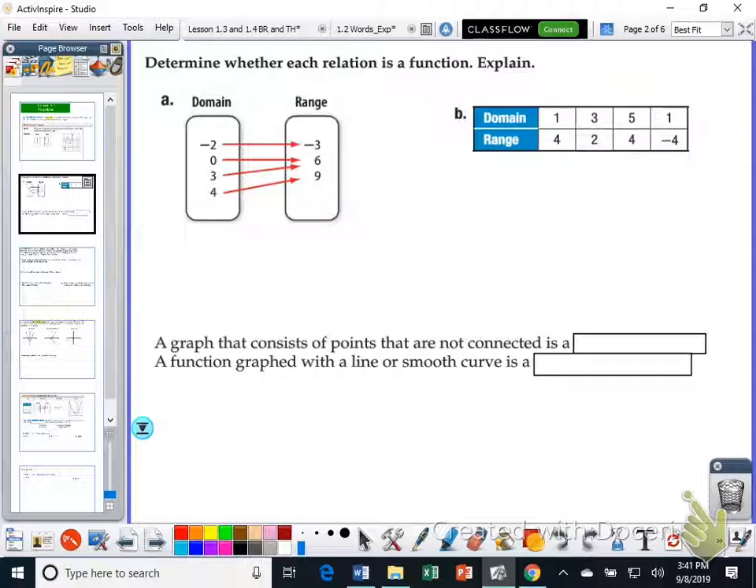Determine whether each relationship is a function and then explain. Again, I look at this and say, okay, -2 is only going to one range, 0 is only going to one range, 3 is only going to one range. Now, here's the biggest problem that students get confused about. Notice that there are 2 arrows pointing to the 6, but if we go back, these are different numbers. So that can happen. You need to remember, a domain value can only go to one number only. If it so happens to be the same number, that's fine, as long as these are different. So you need to really pay attention to that.